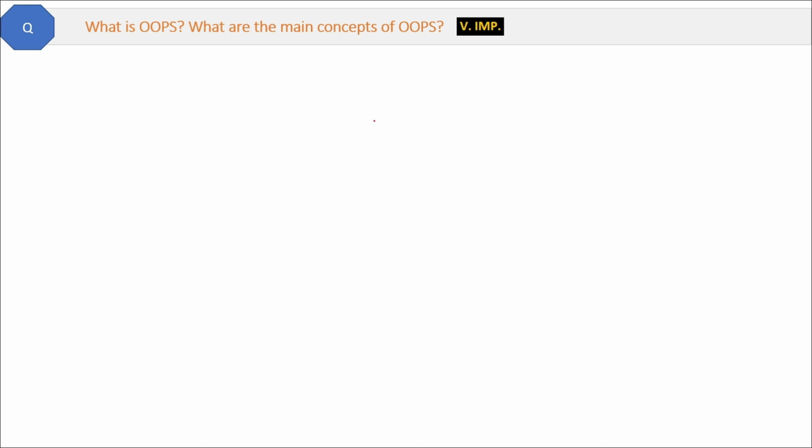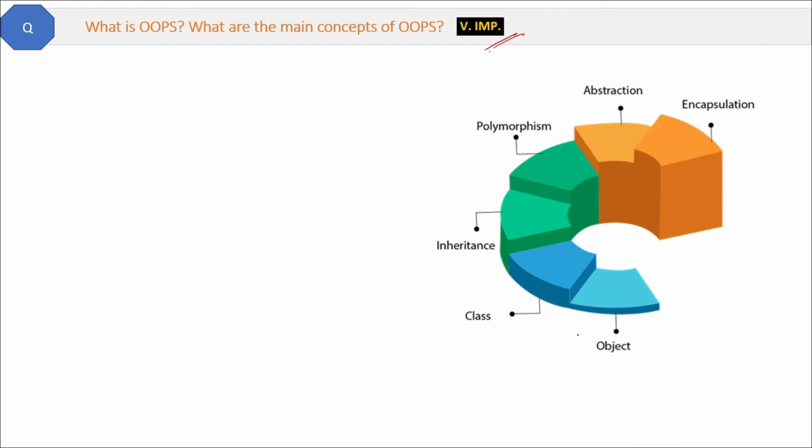What is OOPS? What are the main concepts of OOPS? This is a very important question. OOPS is nothing but a collection of few concepts. Let's see all the concepts. Here are the main concepts of OOPS which every programmer must know: objects, classes, inheritance, polymorphism, abstraction, and encapsulation. When anyone will ask you the four pillars of OOPS, then they are inheritance, polymorphism, abstraction, and encapsulation only.